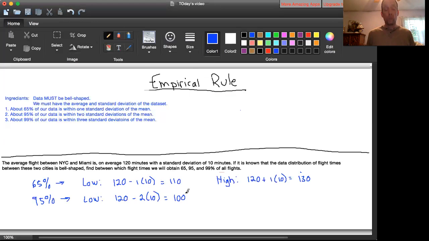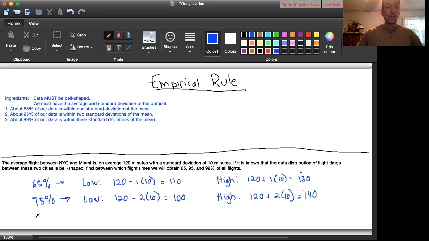Now, of course, we need the high side again. Let's set up for the complement here. The high side, we're going to follow the same pattern, 120 plus 2 times 10. That's going to give us 140. Okay, so now we know if you got on the flight, there's a 95% chance that your flight is going to take between 100 and 140 minutes.